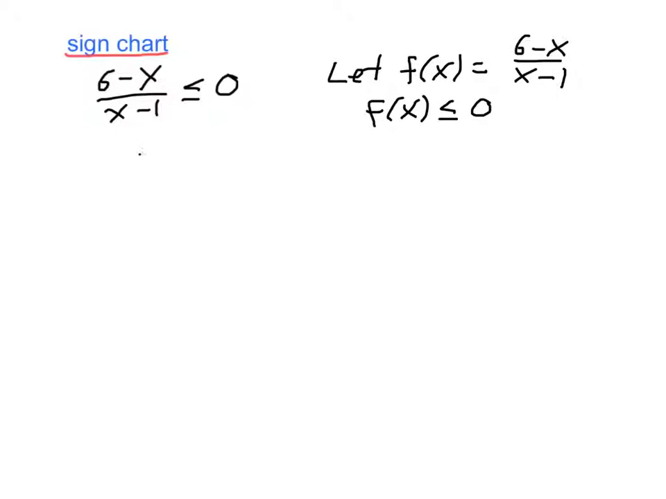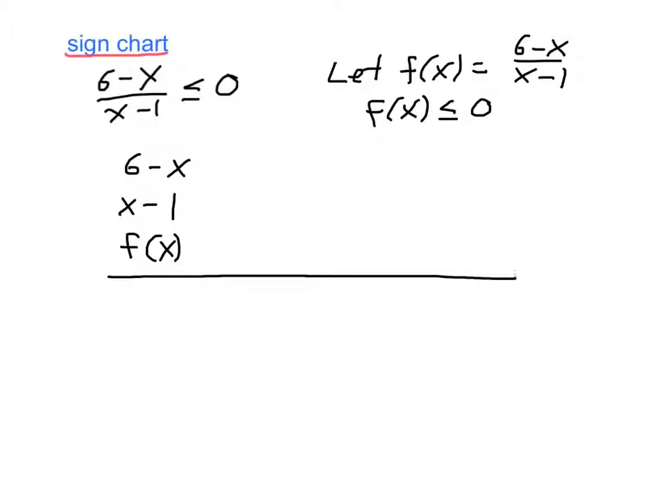If I put down the line 6 - x, and I put down the other line x - 1, and then f(x), watch the order in which I do things. This is 6 - x. When is that equal to 0? That's equal to 0 at 6. So put that over here, that's going to be 0.